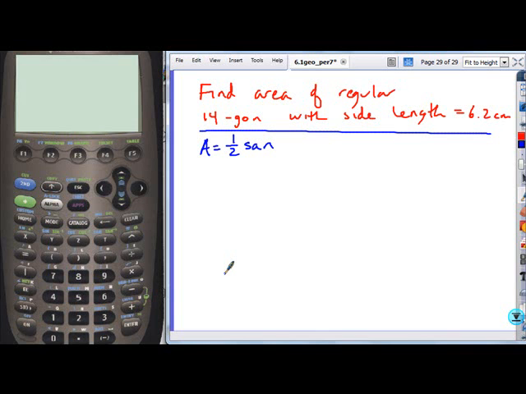Begin with our equation, 1/2 SAN, and we can fill in the pieces that we know from that. We have the length of the sides S, which is 6.2. We don't know the apothem measure, but we know the number of sides N is 14. So all we need to do is find this measure, and we can complete this calculation.